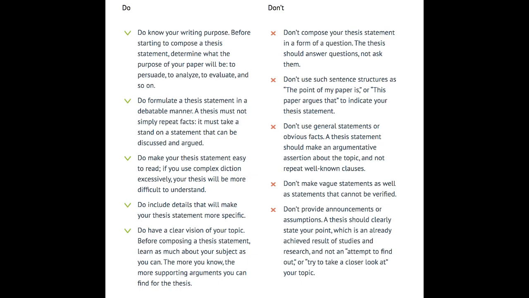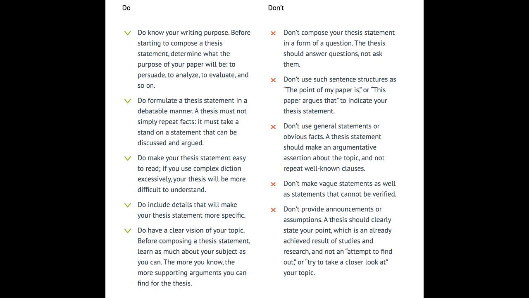Looking at the don't column, we have: don't compose your thesis statement in the form of a question. Yeah, it should never be a question. It should always just be a statement. Don't use sentence structures such as "this is the point of my paper" and "this paper argues that." Yeah, so you don't need to start off a thesis with "this is the point of my paper," because it makes it sound a little unprofessional, I'd say.